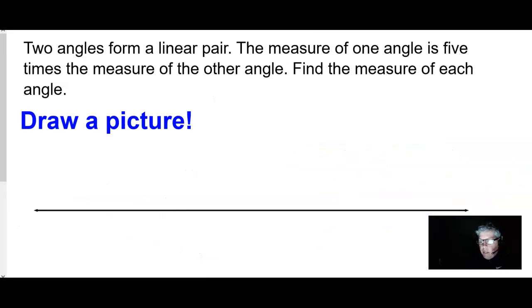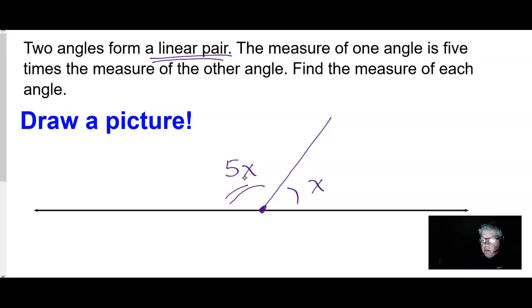All right, two angles form a linear pair. Hey, I know that picture. It's a straight line. Measure of one angle is 5 times the other. So the key is I would draw a picture. And if you draw this, because if it's a linear pair, who cares if it's accurate? It says the measure of one angle, let's say this one or this one, is 5 times the other one. Oh man. So if this is x, I call this 5x.